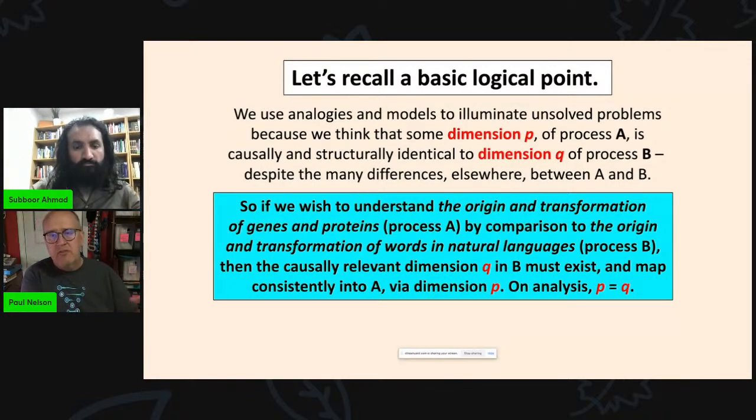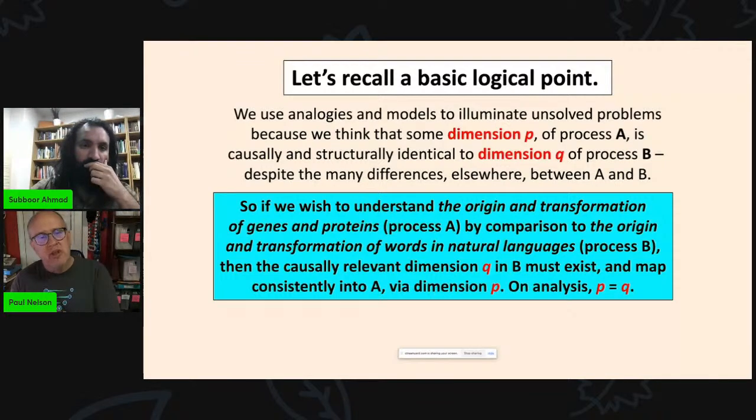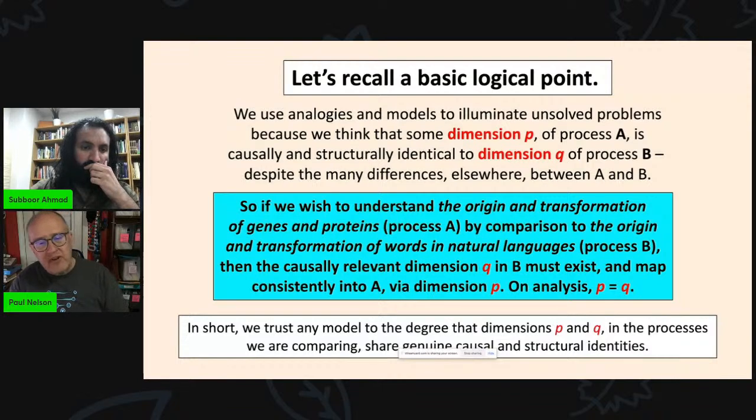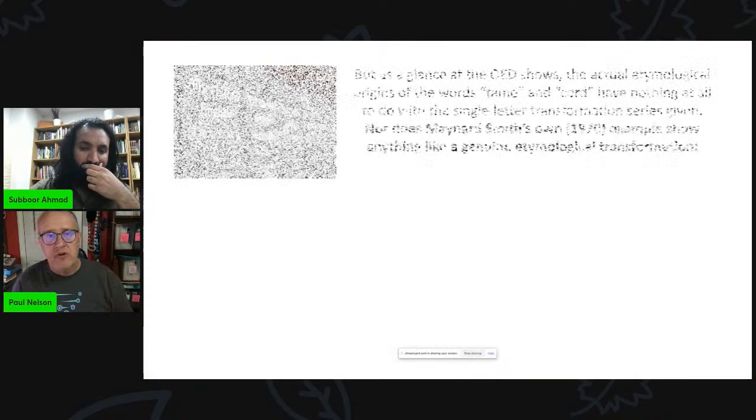Let's say A is understanding the origin and transformation of genes and proteins, and going from that to B, transformation of words in natural language. Okay. We trust our models, we trust our analogies to the degree that those dimensions, P and Q, that we've isolated, genuinely share causal and structural identities. So if you think about how you use analogies or models, you will find that this is critical, that when you say, well, that actually is a good model, it's a simple model for this complex process I'm trying to understand, because this key feature is conserved between the two. Now, conversely, you reject an analogy or a model because the key features are not conserved.